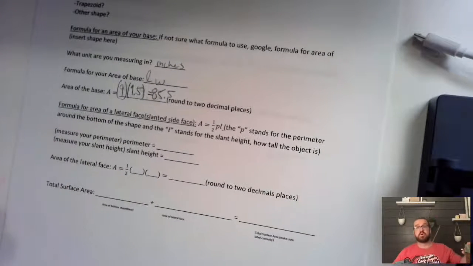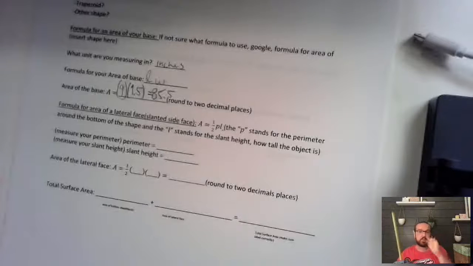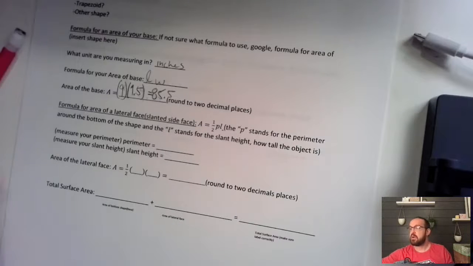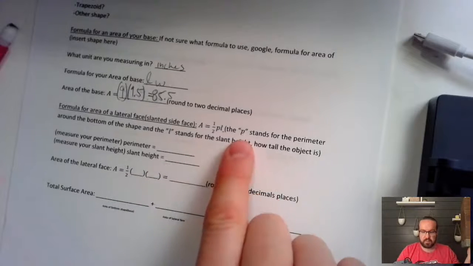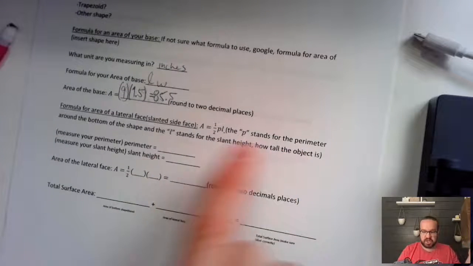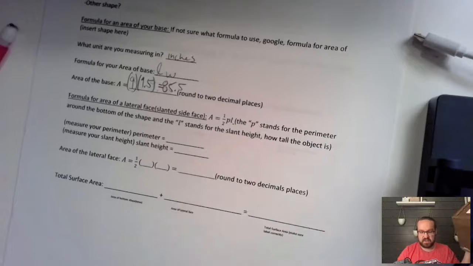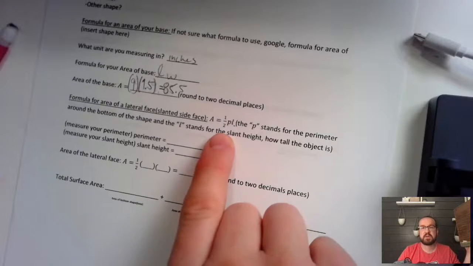Now what we're going to do is find each one of these. I know that mine isn't a true pyramid. On the video from Tuesday's daily agenda, I'm not asking for it to be a true pyramid. This is fine where it just has a flat surface on top. I know that these are a little bit harder to find. So what it's saying here is the P stands for the perimeter around the bottom of the shape, and L stands for the slant height, how tall it is. We're just going to use this formula right here.